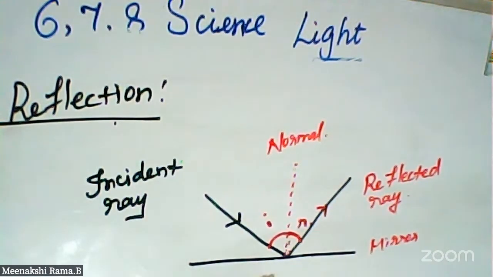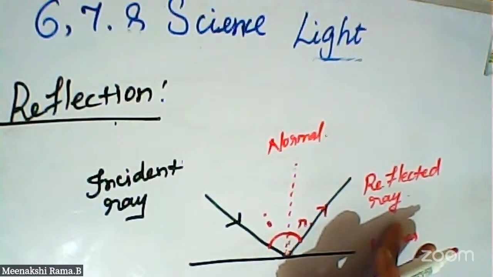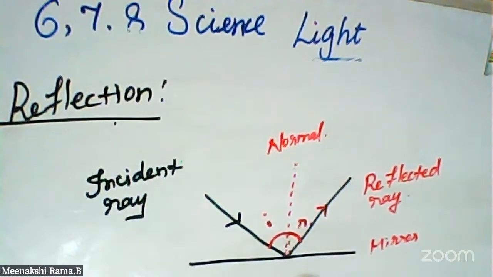So how is the light reflected? What rays occur in reflection? Two rays occur. One is the incident ray, another one is the reflected ray. Is that clear?